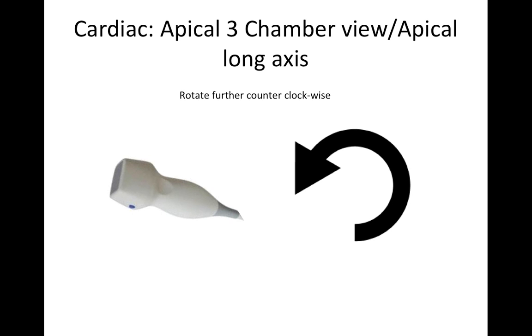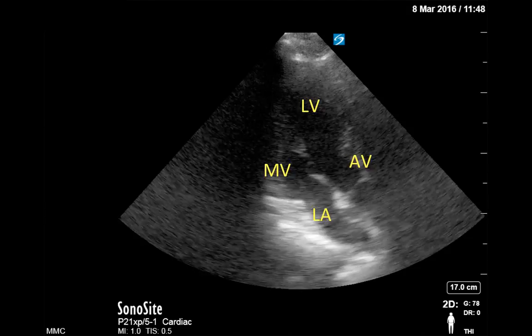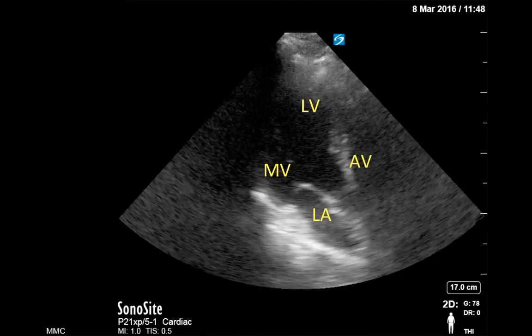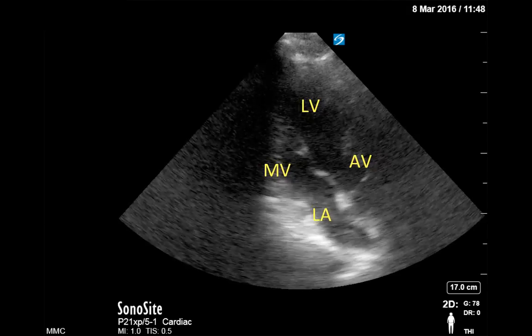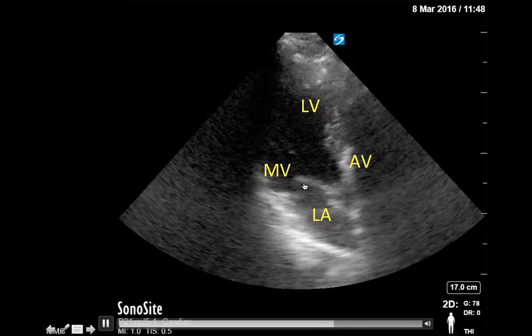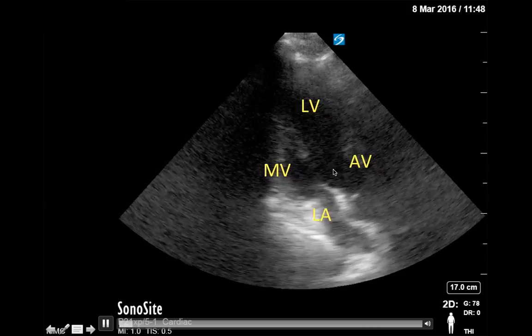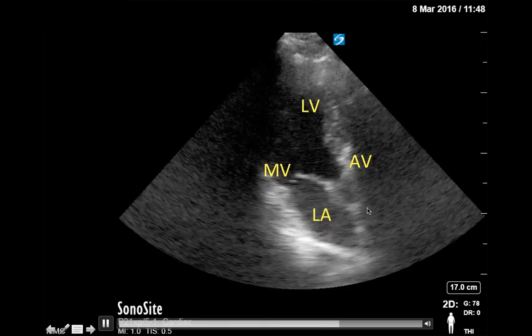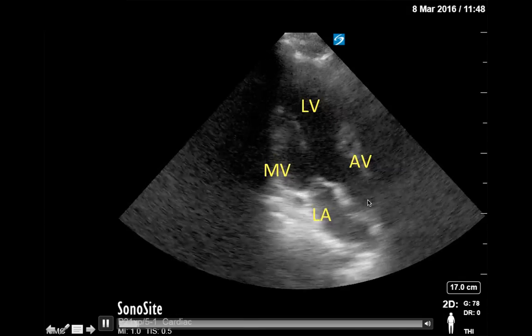Once in the apical 2-chamber view, if you further rotate the probe counterclockwise, you can obtain the apical 3-chamber view. The probe does not need to rotate a full 90 degrees. This video demonstrates the apical 3-chamber view, and you can identify the landmarks again of the left ventricle, mitral valve, left atrium, aortic valve with the left ventricular outflow tract, and the aortic root just barely right there.